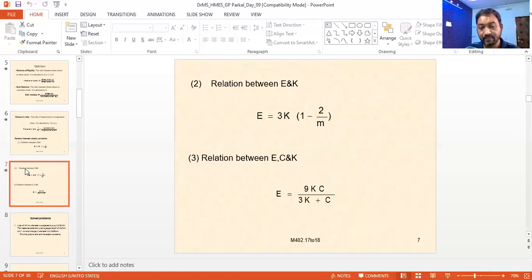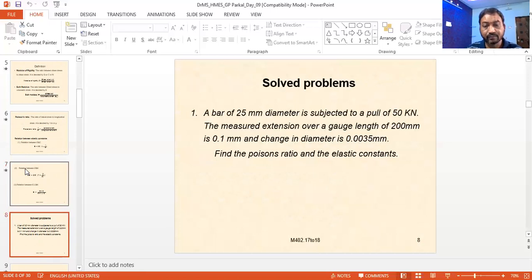Now we have to use the suitable equation to find the unknown value according to the problem given. Now we are going to have some example problems on these equations to have a clear idea how to evaluate all these elastic constants in different situations. So this is the first problem. You can write down this problem, then we can have the solution.